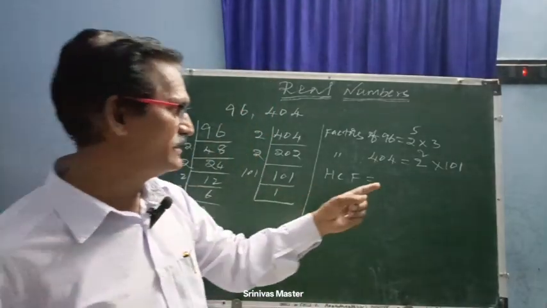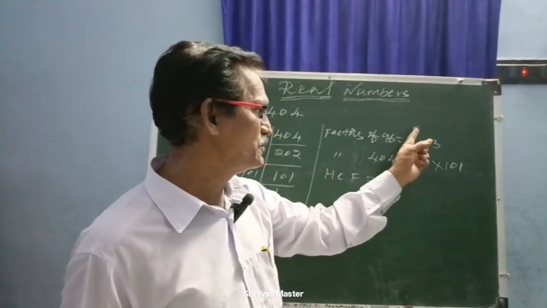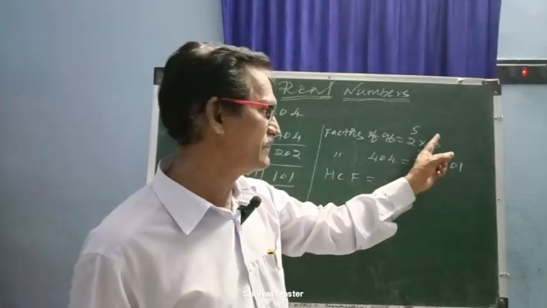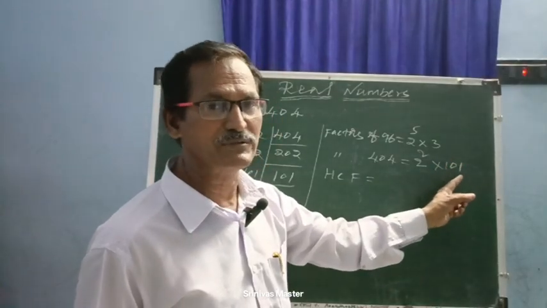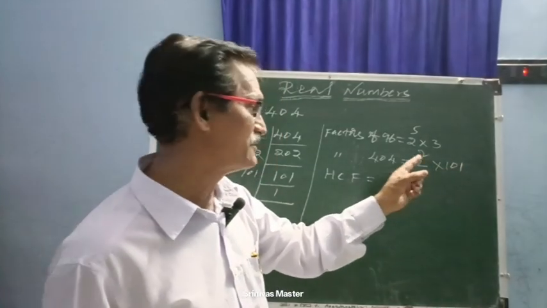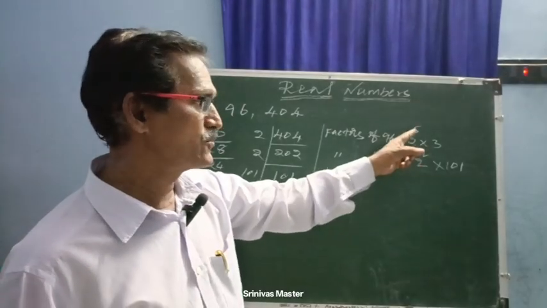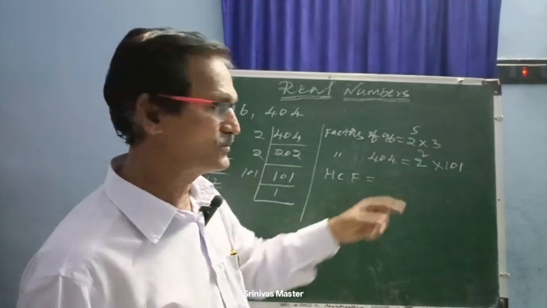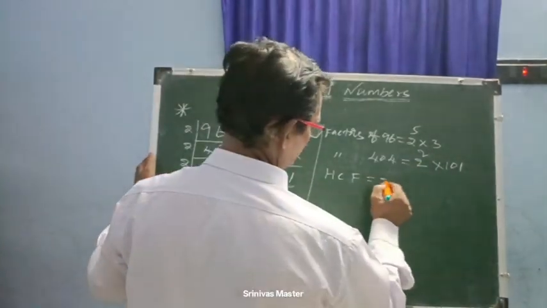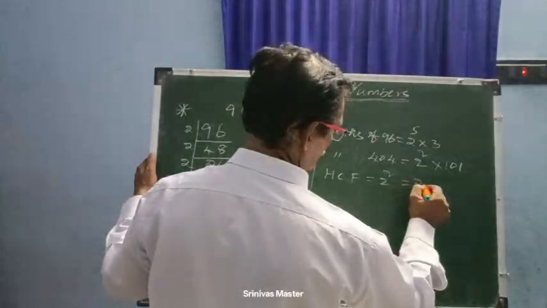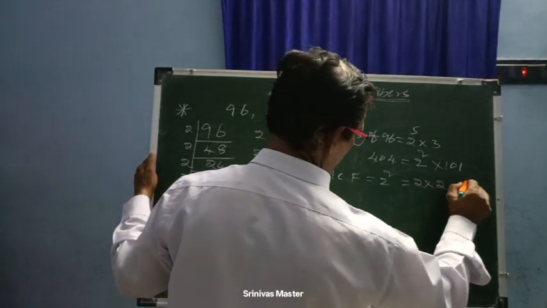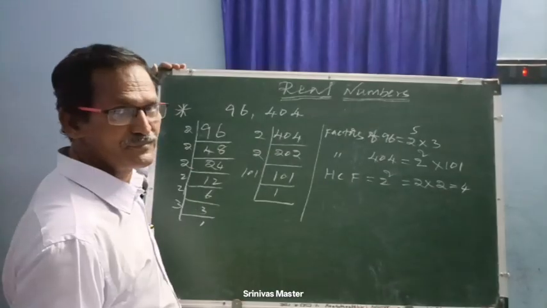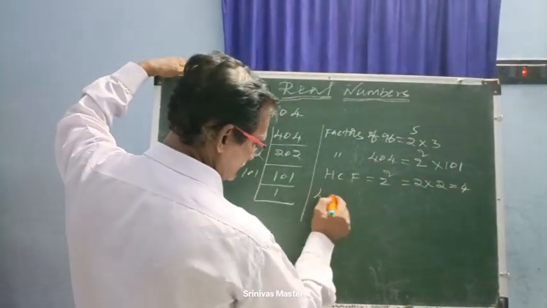See here, only the two pairs, 2 to the power of 5 and 2 square. 3 is not repeated, it is there only one time, 101 also one time. So by definition, you consider these two: 2 to the power of 5 and 2 square. Which is the least power? 2 square. So 2 square is the HCF. 2 square means how much, children? 2 into 2 is 4. So the HCF of these two numbers is 4, right? Next, the LCM.